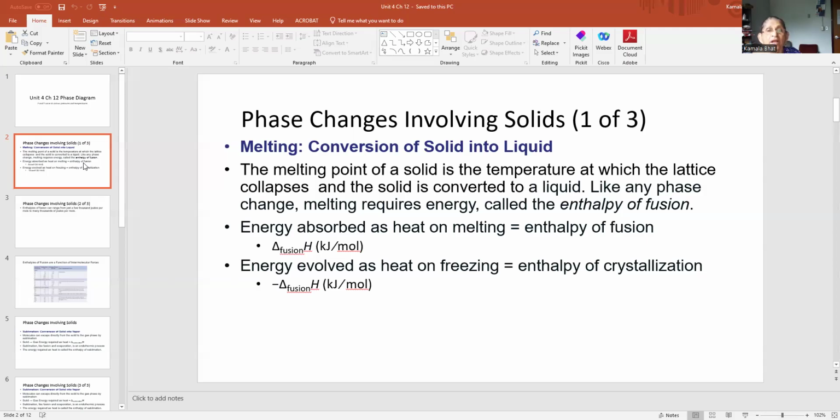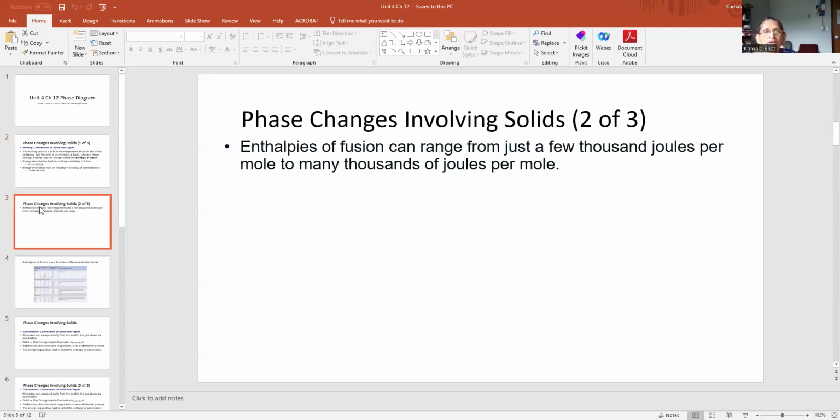Now, if you want to convert the liquid into a solid, then the energy is evolved, and so it's an exothermic process. So heat on freezing is released because it's an exothermic reaction, and so the enthalpy of crystallization has the same numerical value as the enthalpy of fusion, but a negative sign. And there are many other phases that you are supposed to know.